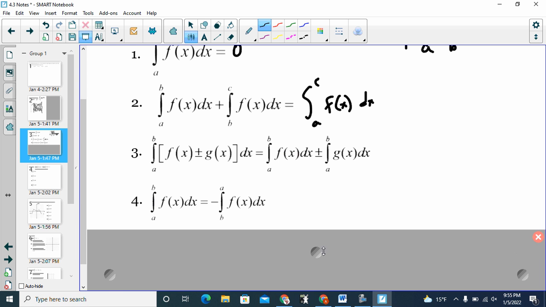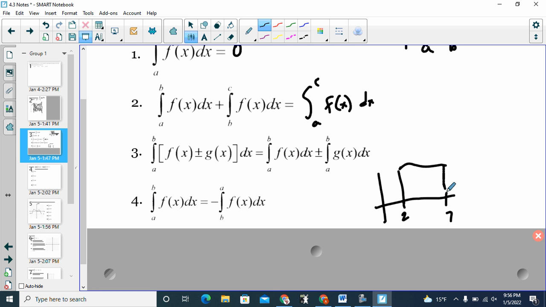Property 4 says the integral from A to B of f of x dx is equal to the opposite of the integral from B to A of f of x dx. So I can switch the bounds if I want, as long as I multiply by -1. Basically, let's suppose this is 2 and this is 7, and I know the area from 2 to 7 is 15.